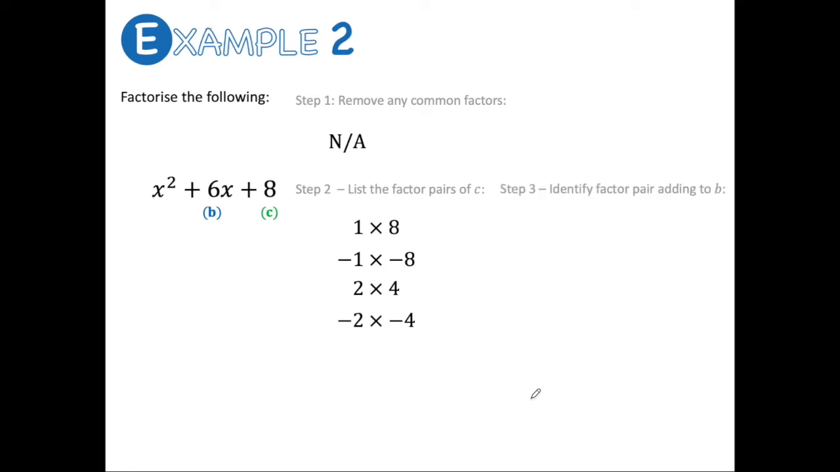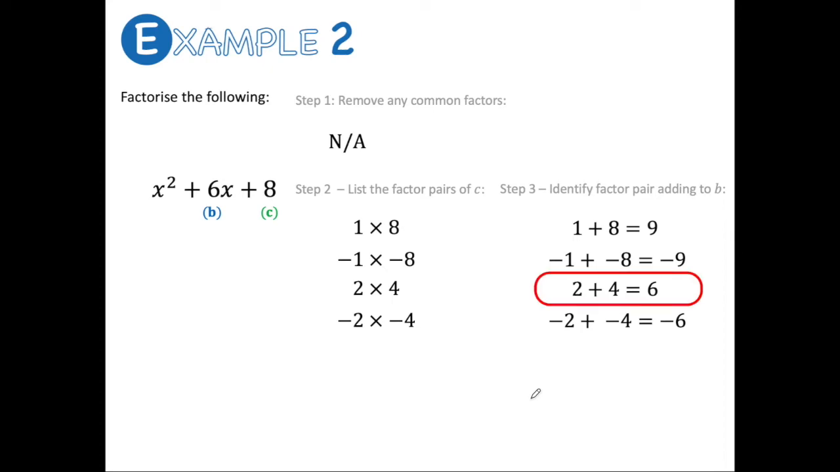So now I need to go and add each of those pairs together to see which ones give me a total of 6. So 1 plus 8 is equal to 9. -1 plus -8 is equal to -9. 2 plus 4 is equal to 6. -2 and -4 is equal to -6. So I've got a pair that add up and give me 6.